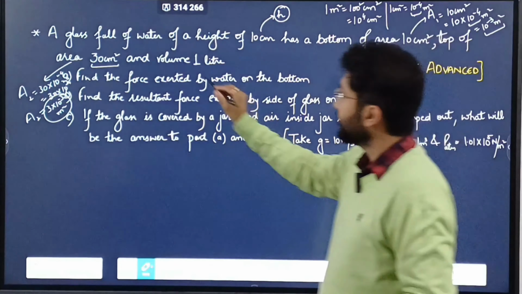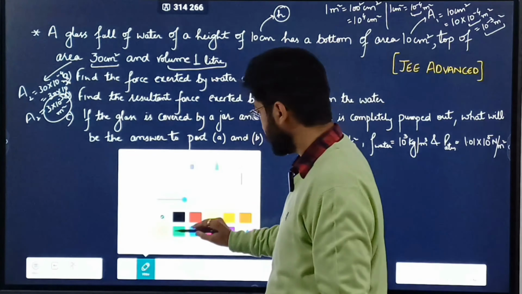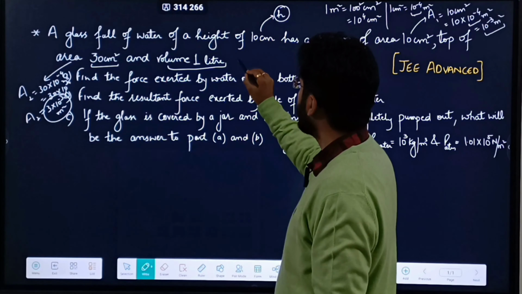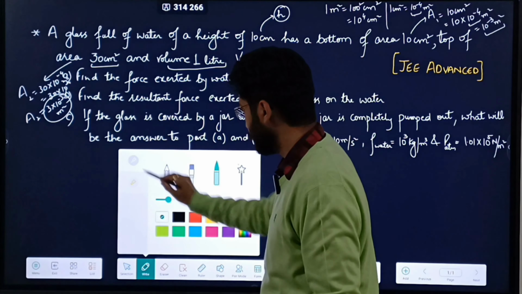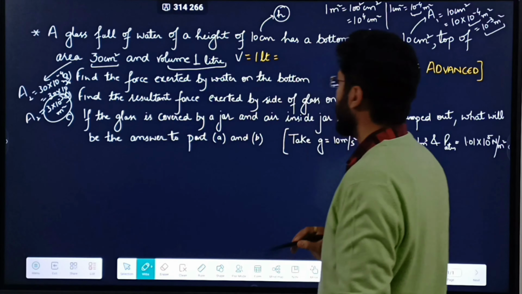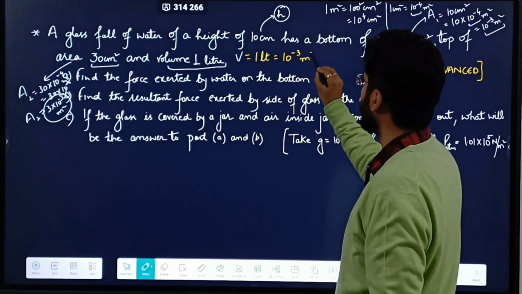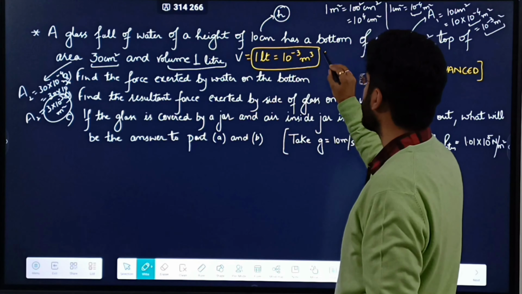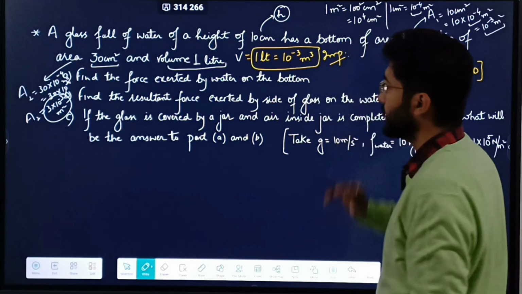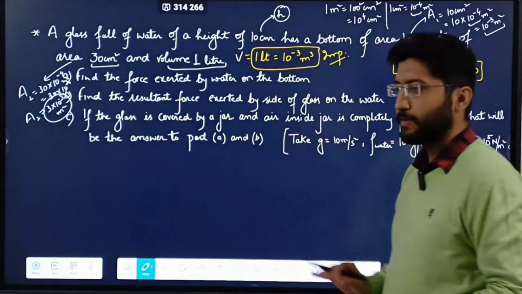Now also the volume of 1 liter. It means, as you know students, volume is given, which is equals to 1 liter. 1 liter means 10 raised to minus 3 meter cube. This is also the conversion which is important. Now, question is find the force exerted by the water on the bottom.